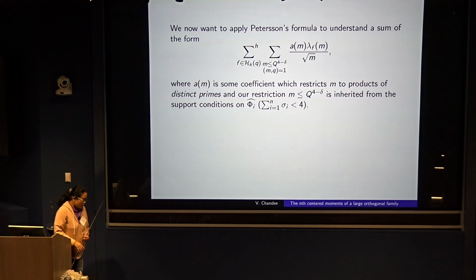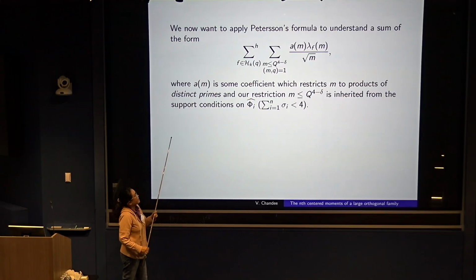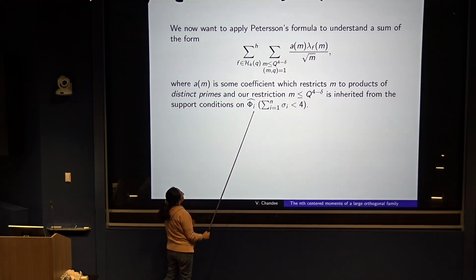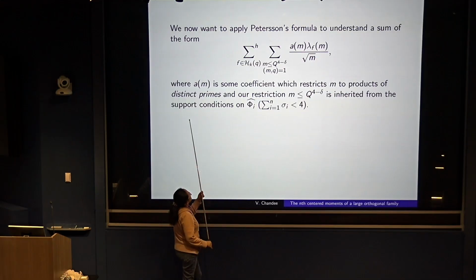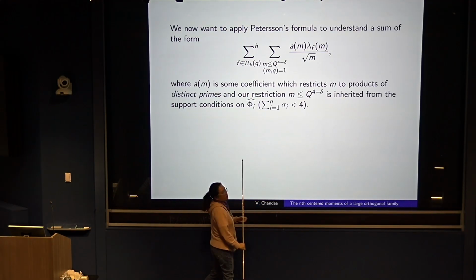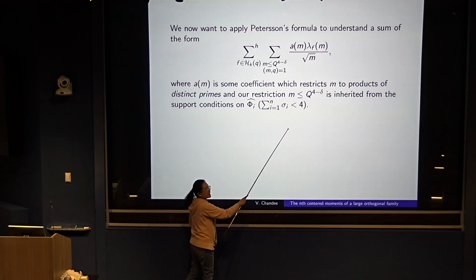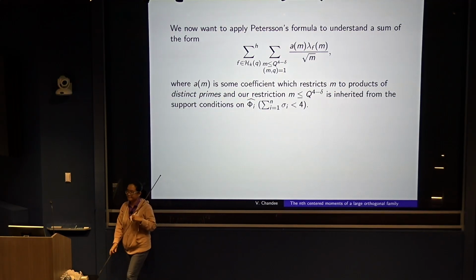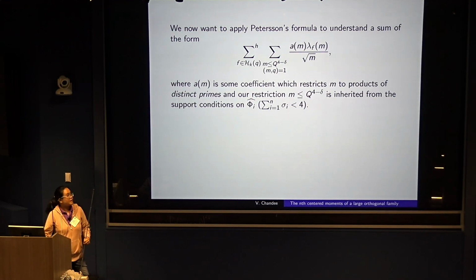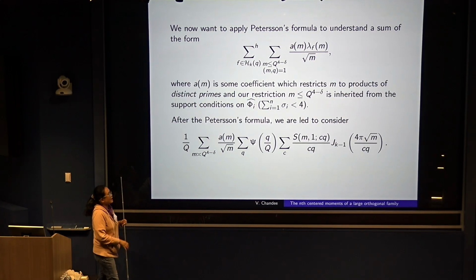All right, so now we want to apply the Petersson formula to understand this type of sum here. It's a_m times lambda_f(m) over square root m. a_m is the coefficient, and m is the product of distinct primes. The restriction on m, again, is that it goes up to Q to the 4 minus delta. This comes from the condition on phi hat here, that this is less than 4. And so we use the Petersson formula, the off-diagonal term.